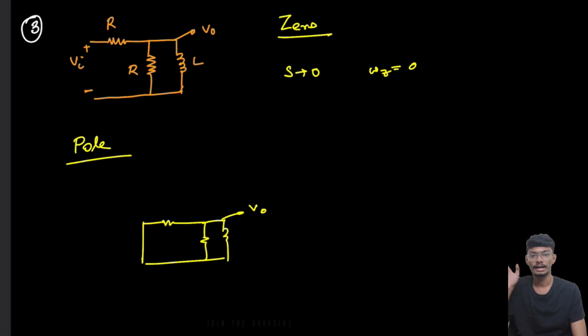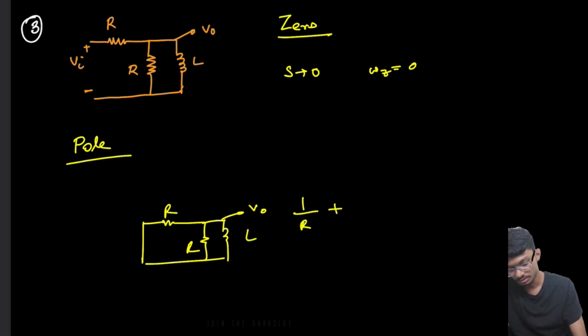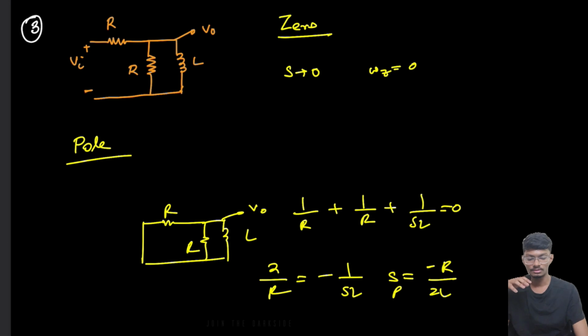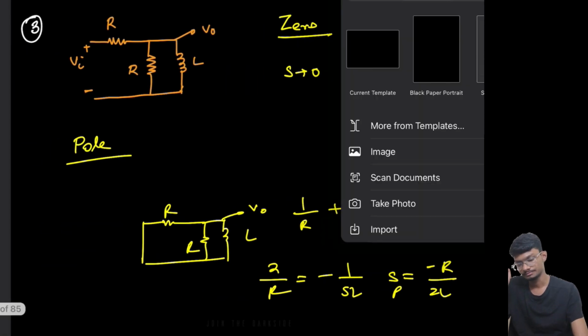Now if I write the admittance of this, so if the admittance is 0, then the impedance will basically be infinity, right? So what is the admittance? Admittance is 1 by R plus 1 by R plus 1 by sL equals 0, which is 2 by R equals minus 1 by sL, or s equals minus R by 2L. So this is the pole value, right? So we have got a pole. There will be a single pole. Basically this is like a first order circuit.